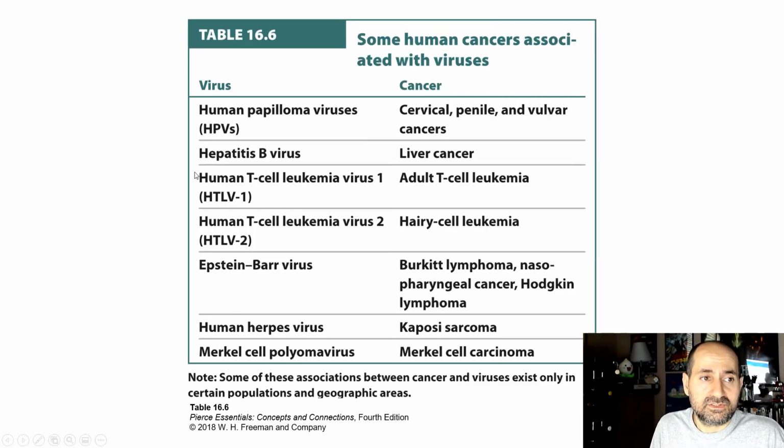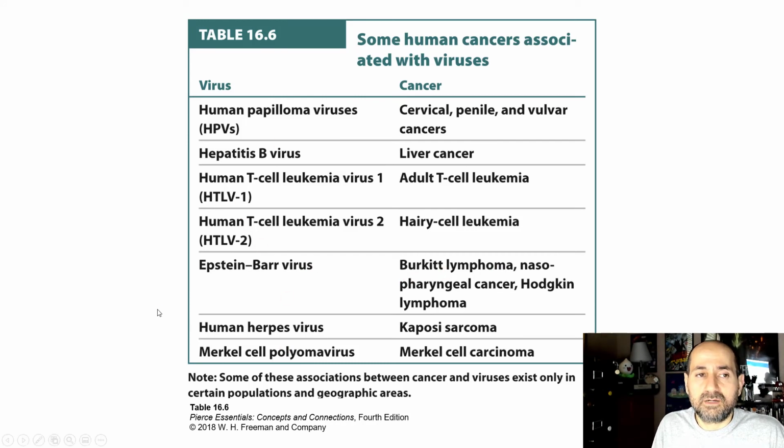Here's a list of viruses and the human cancers that they cause. So human papillomavirus, cervical cancer, hepatitis B virus, liver cancer, Epstein-Barr virus. This is the virus called mono. If you've heard of high school kids, for instance, getting mono. Epstein-Barr virus causes Burkitt's lymphoma, and so on and so forth.